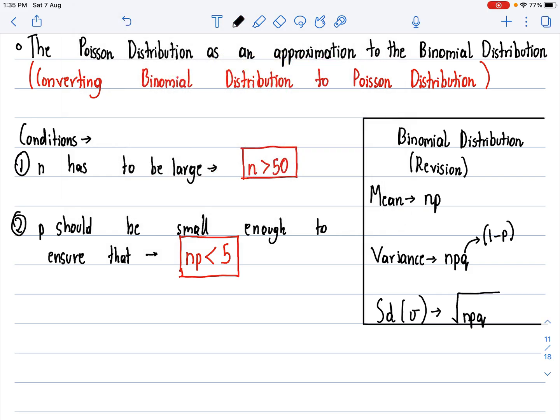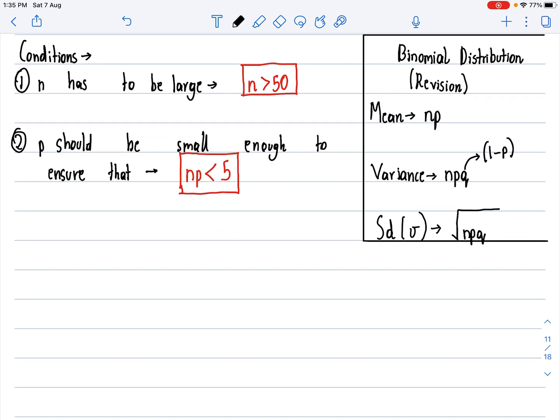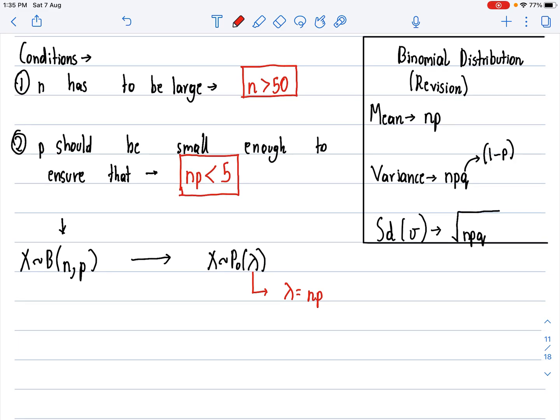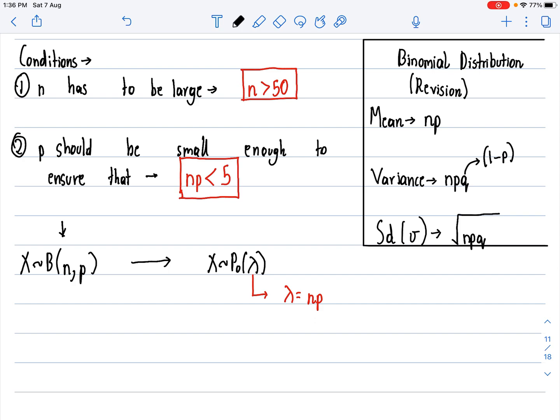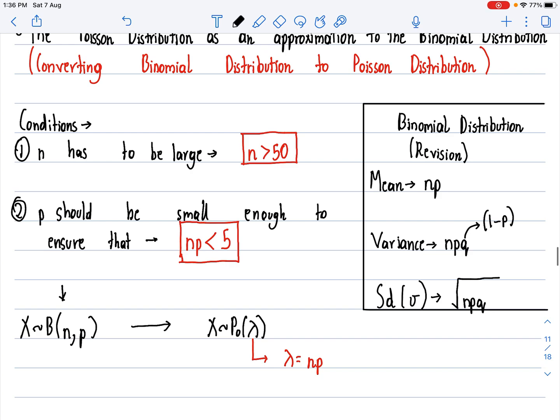Correct? So if these two conditions are satisfied, then you can convert from binomial. Binomial is written as n comma p, correct? This is the distribution of binomial. This can then be converted to Poisson, which will look something like this. Now you need to know that your lambda here is equal to np, correct? Because lambda is the mean. After conversion, your lambda value will be n into p. Easy to understand. And as lambda is both mean and variance, you've got both your mean, variance, and hence the standard deviation also, correct?